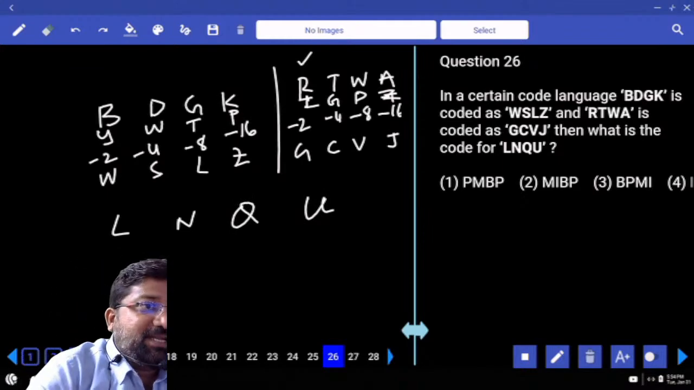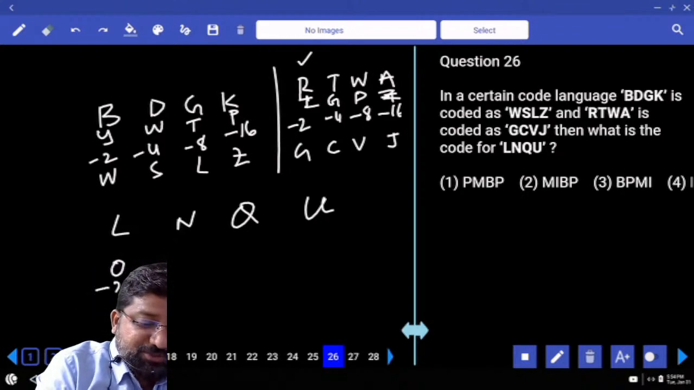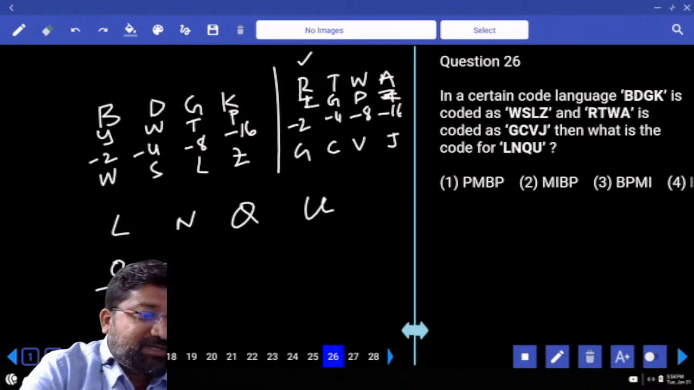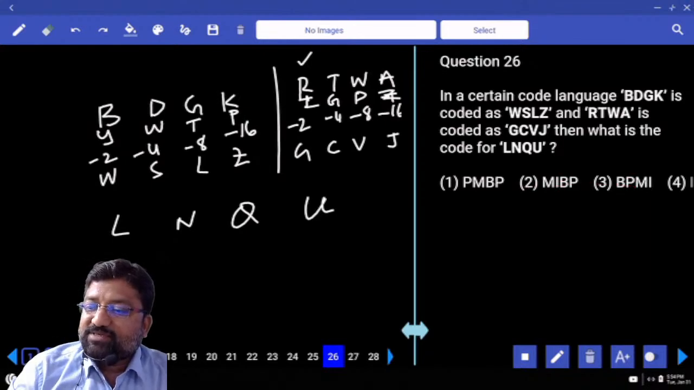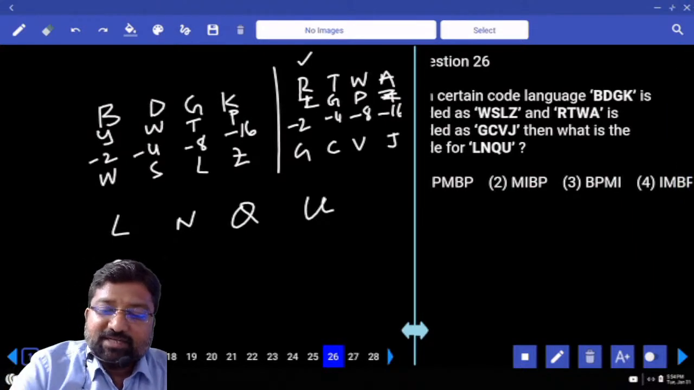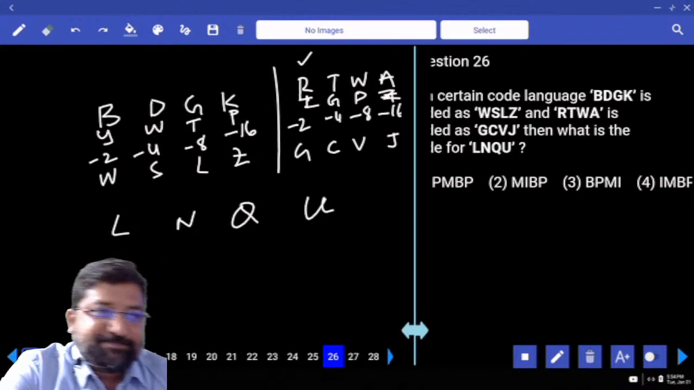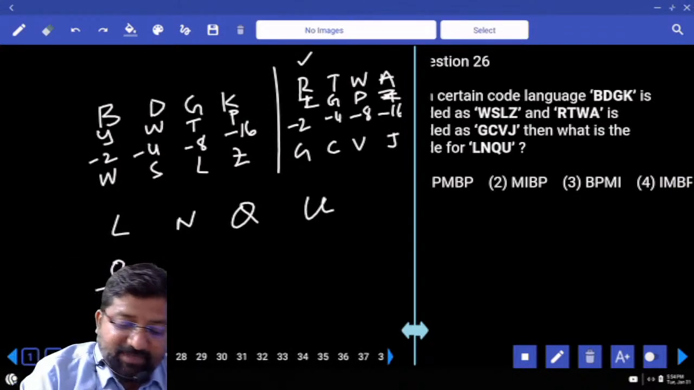What is opposite to L? O. O is how much? 15. 15 minus 2 is how much? 13. 13 is M. How many options are starting with M? There is only one option which starts with M. Can I go directly to that option? Yes. Option 2 is my answer.